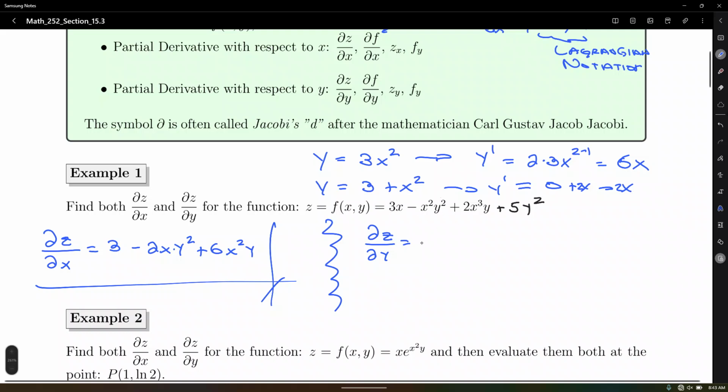Okay, now the minus, in this case, the derivative of x squared y squared. Well, x squared this time is going to be a multiple constant for y squared, so we differentiate the y squared, and that is going to give us 2x squared y. All right.